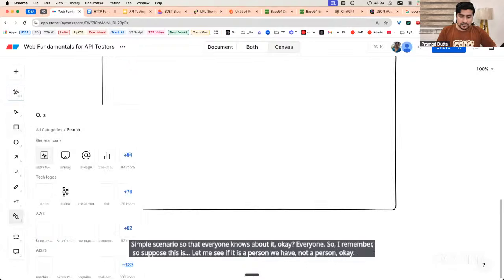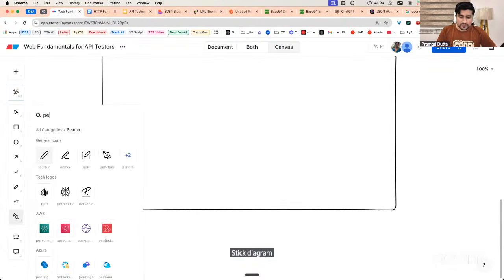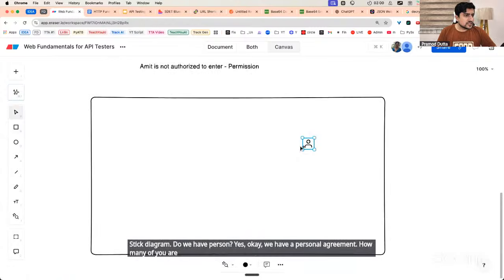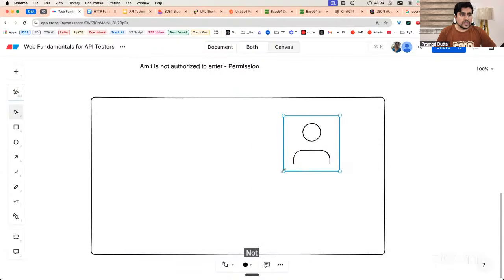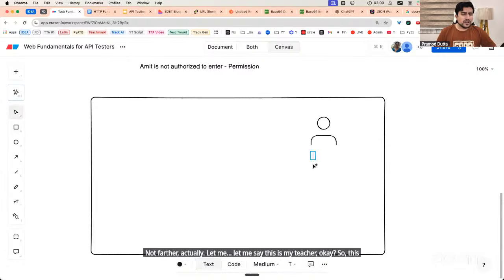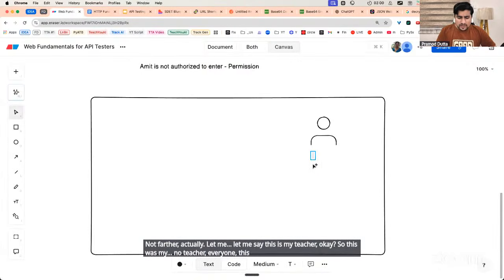Okay. Stick diagram. Do we have a person? Yes, okay, we have a person, everyone. How many of you are with me? Give me yes in the chat. Sir, I'm with you. So this is my father. Okay, not father actually. Let me say this is my teacher. Okay, not teacher, everyone. This is my chef. Chef in the mess.